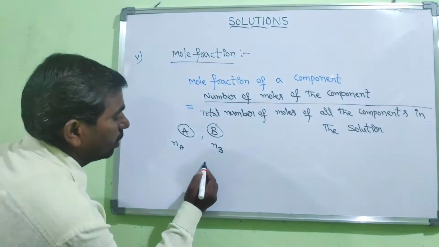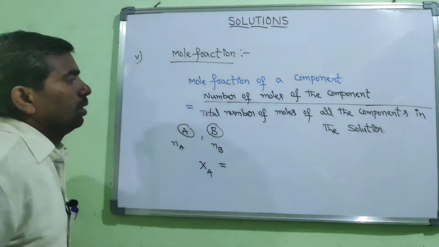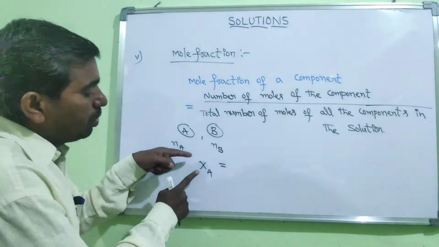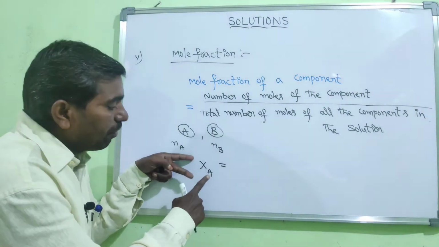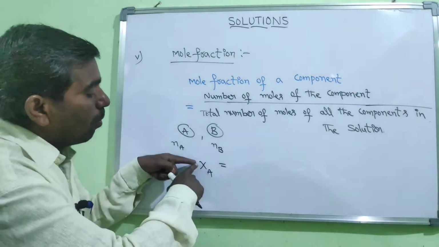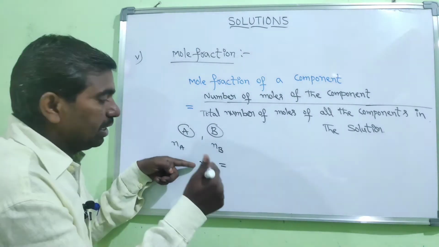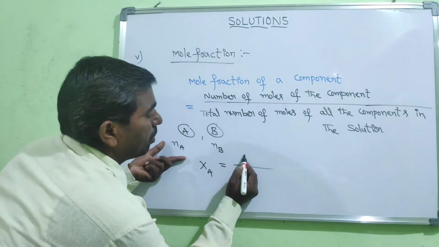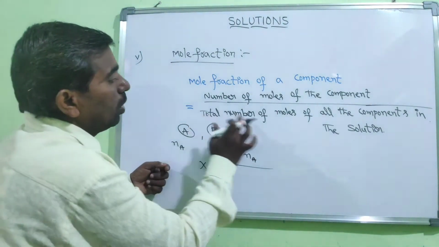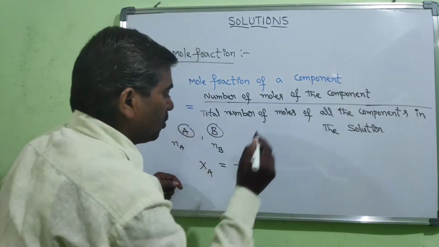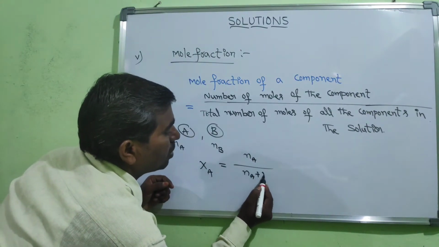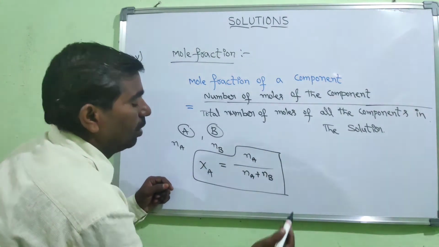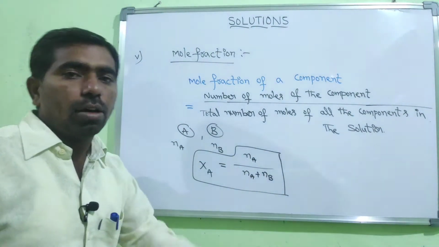So I am here writing the mole fraction of A component, capital A component. I am using the symbol X suffix A, which means mole fraction of A component. It is equal to the number of moles of the component, that is Na, divided by the total number of moles of all the components in the solution, that means Na plus Nb. So this is the mathematical expression for the mole fraction of A component.